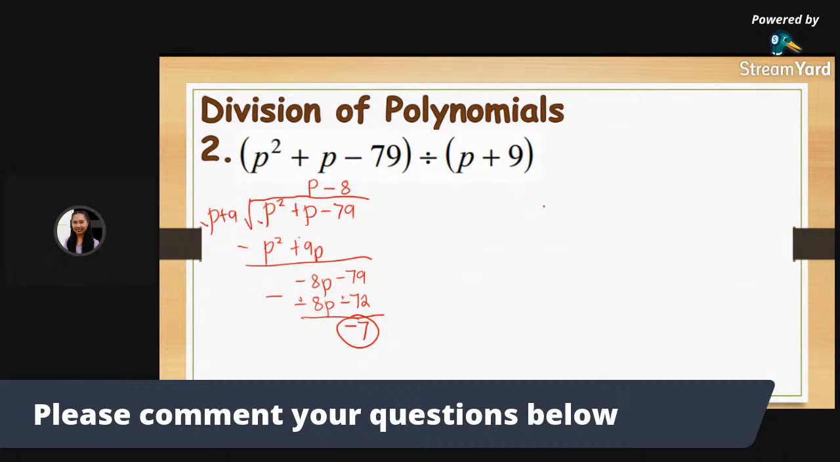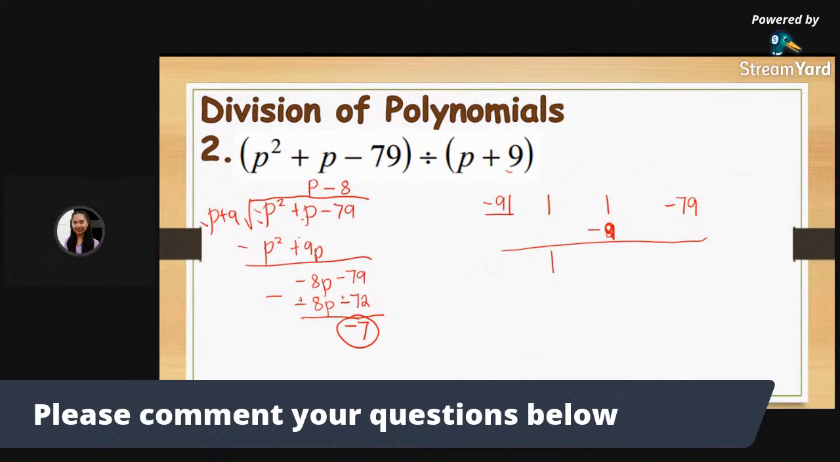Let's check using synthetic division. 1 for the second degree, 1 for the p raised to 1, and negative 79. And our c is equal to negative 9. Okay, negative 9. Bring down 1. 1 times negative 9, the answer is negative 9.